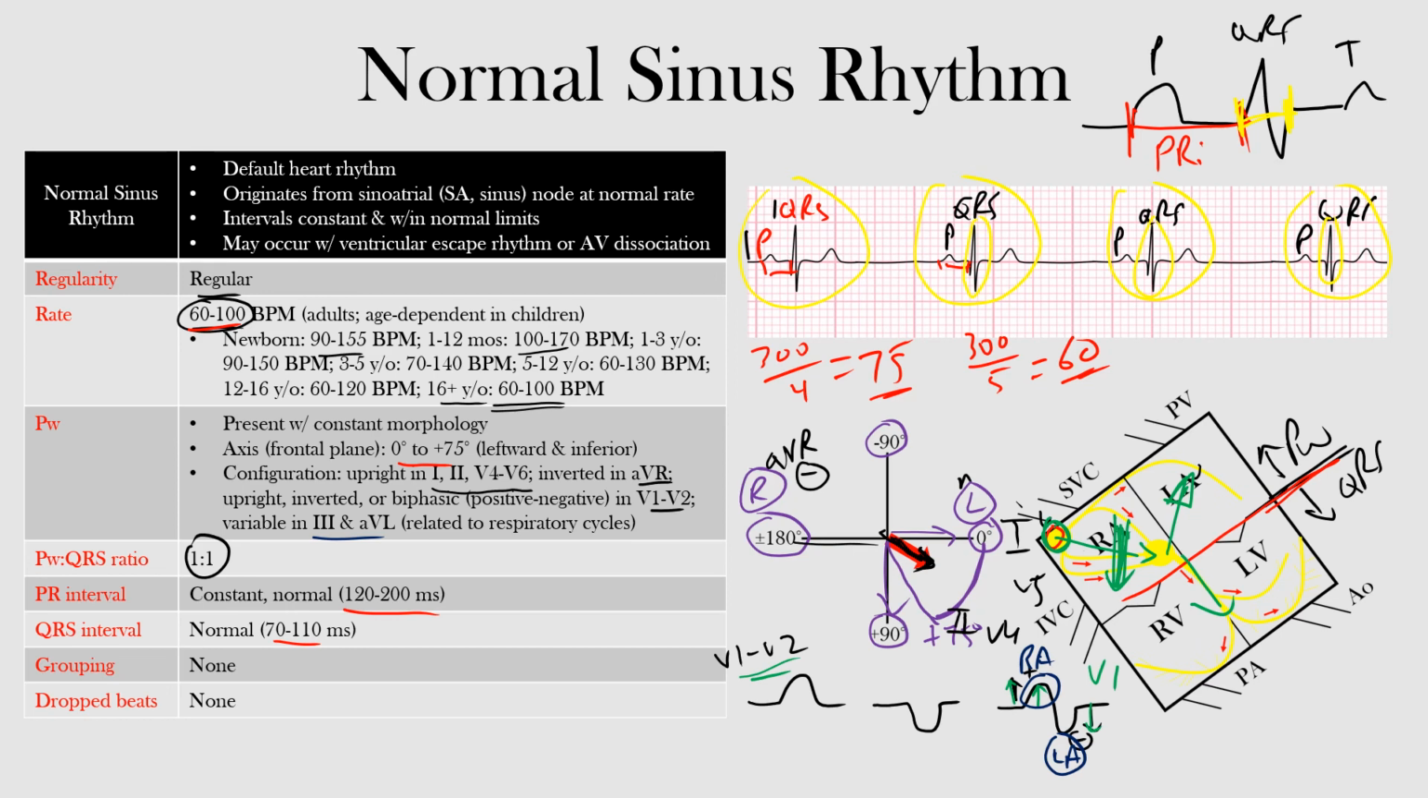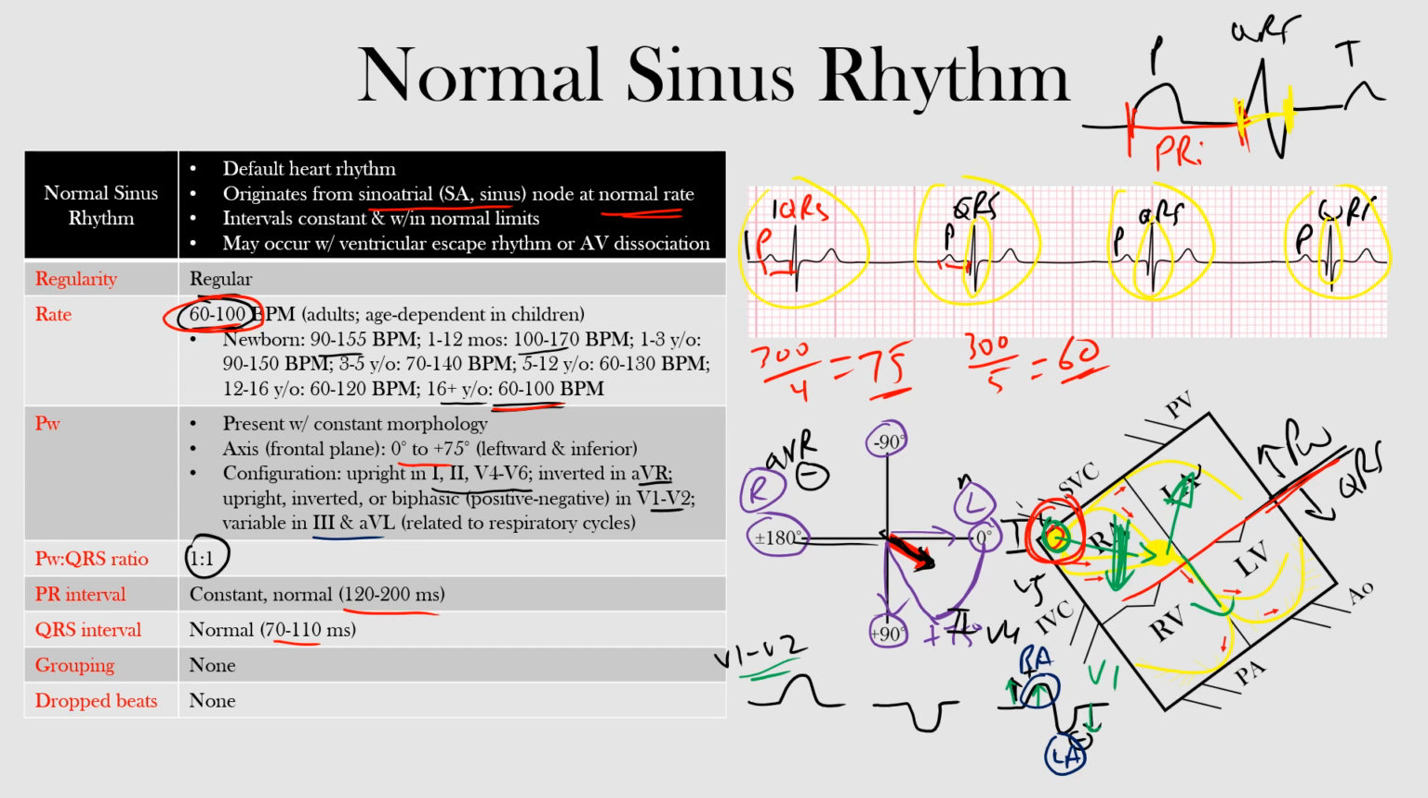Okay, so let's briefly review what we discussed before we end. Normal sinus rhythm is the default rhythm of the heart. Okay, so normally this is what you see. It's coming from the sinus node, the SA node, and it goes at a normal rate. We said the normal rate was between 60 and 100 beats per minute, and how that was age dependent based on the person's age. For adults, we said 60 to 100, so we'll focus on that. The intervals are constant, okay, so everything's constant, and they're within normal limits.